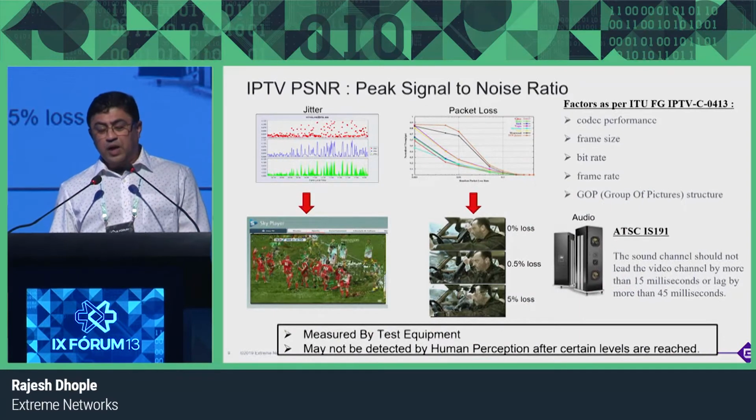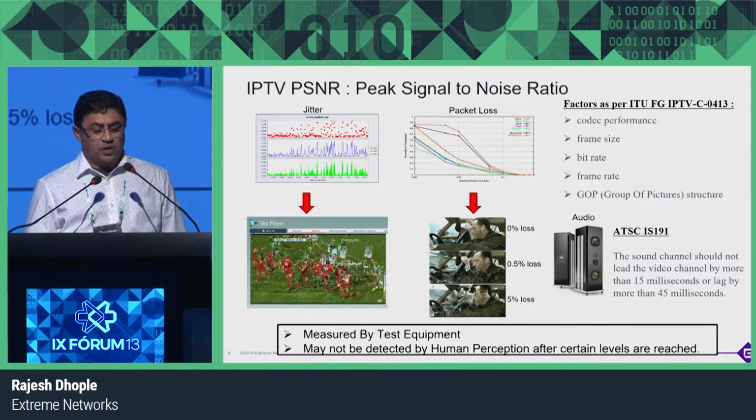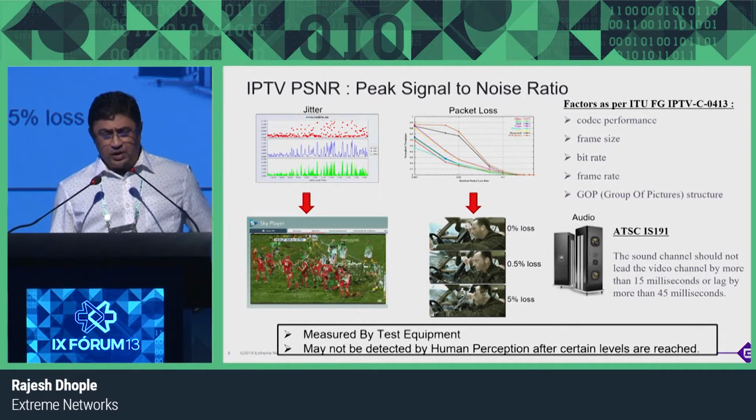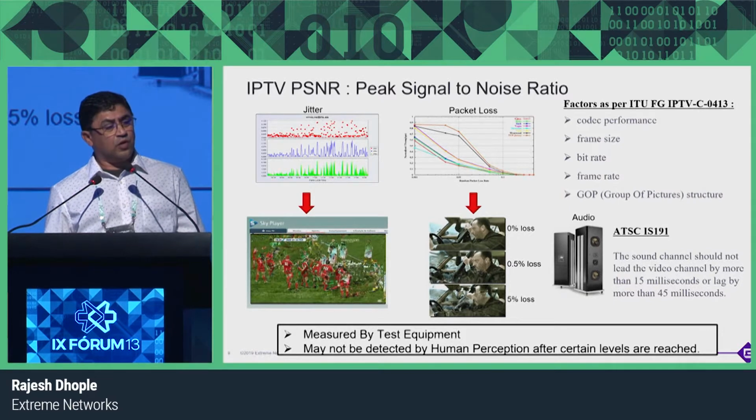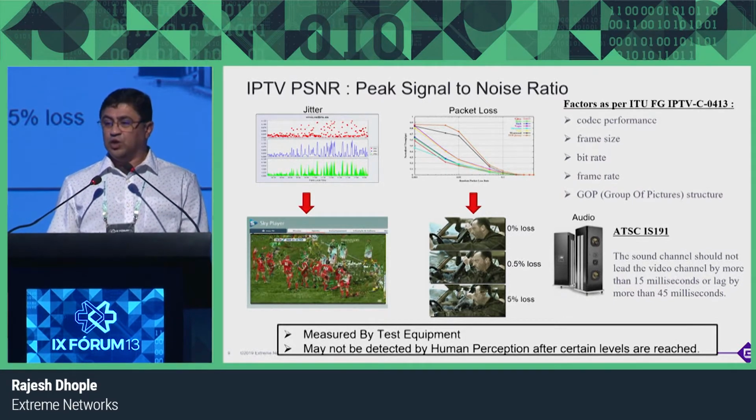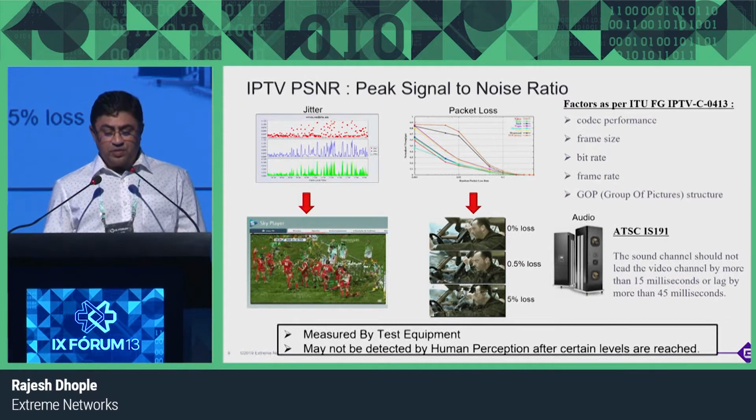Essentially, peak signal to noise ratio is determined by jitter and packet loss. What I would say is, in both cases, the audio should not follow the video by more than 15 milliseconds. That way the video does not get out of sync. You will also get calls on an IPTV network. This you can measure with test equipment.